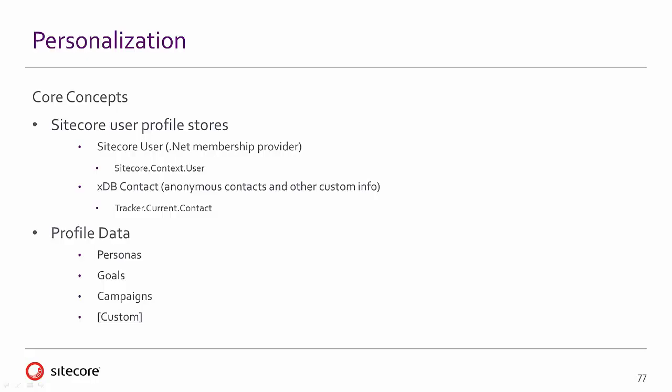Second is for XDB contacts, you'll have additional information, certainly for logged in users, as well as for anonymous users. So you can actually do some information and tracking based upon that, and that is tracker.current.contact. And within both of these, there's a lot of information. So there's things like personas and goals and campaigns, as well as having custom information. And we're actually going to leverage that custom information.